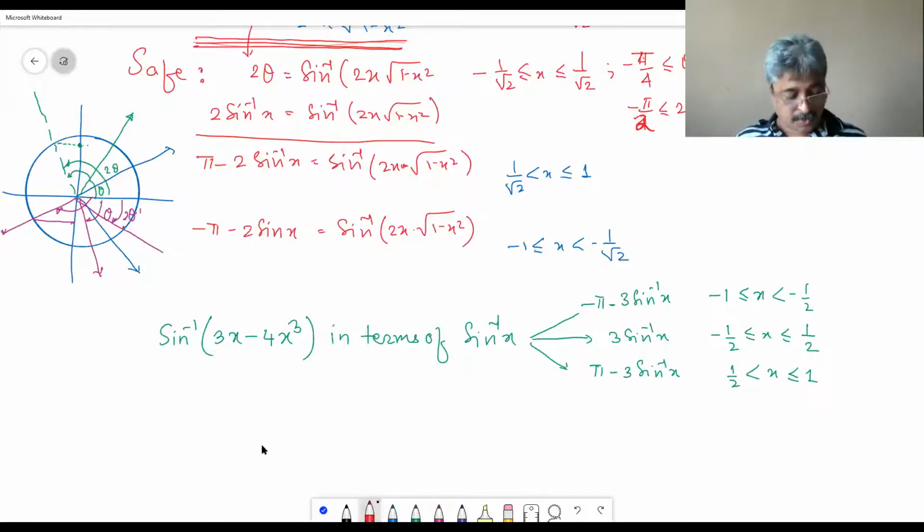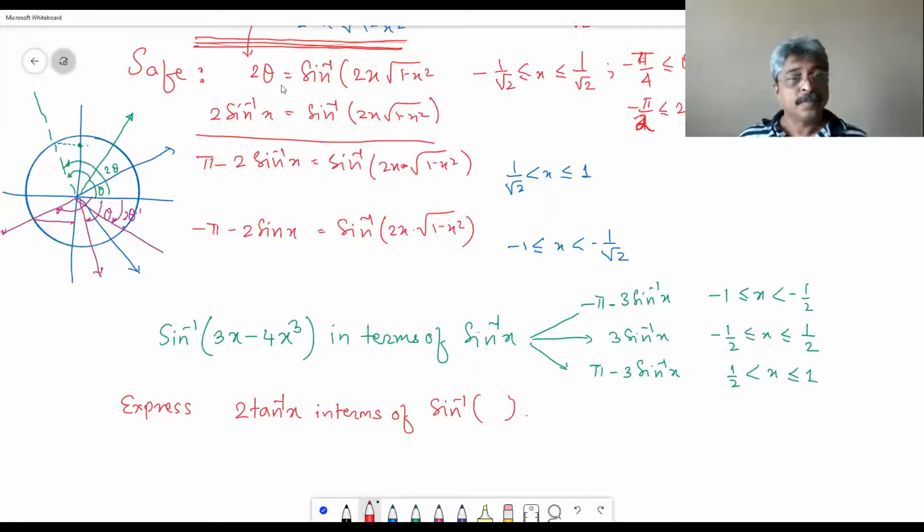Next problem. Express two tan inverse x in terms of sine inverse of some quantity. Two tan inverse x is to be expressed in terms of sine inverse of some function of x.